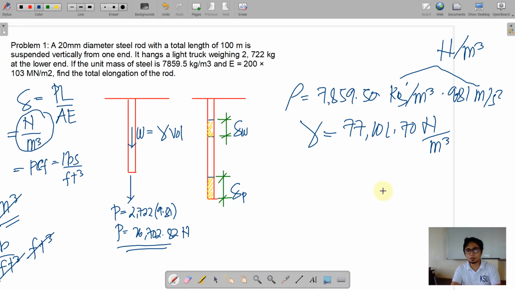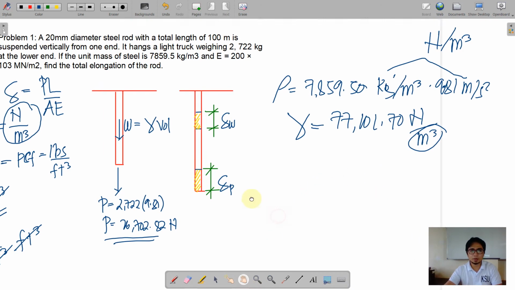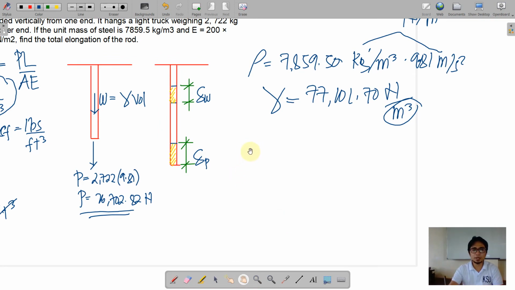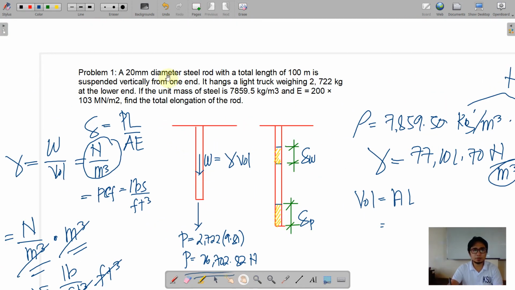So if we wanted to have the weight, of course, just go for the volume. We can easily get the volume, right? The volume is simply equal to the cross-sectional area times the length. In this case, we have a circular area. So we should note that we have here a 20 millimeter diameter steel bar, and that is a circular cross-section.